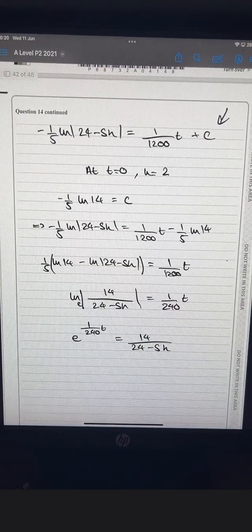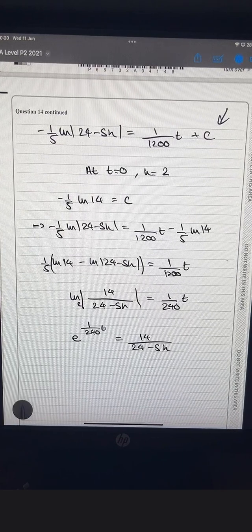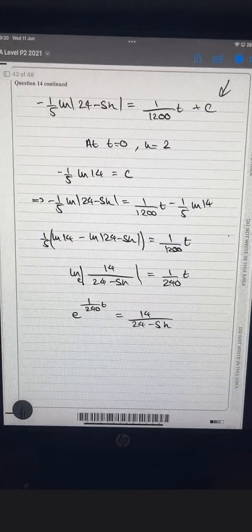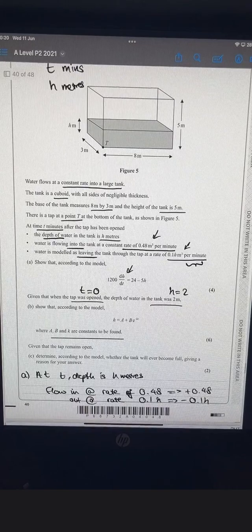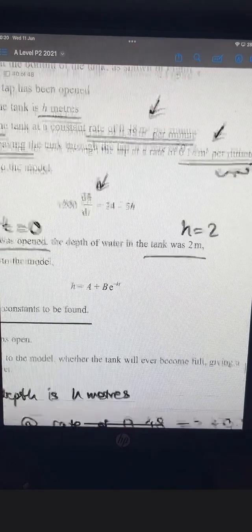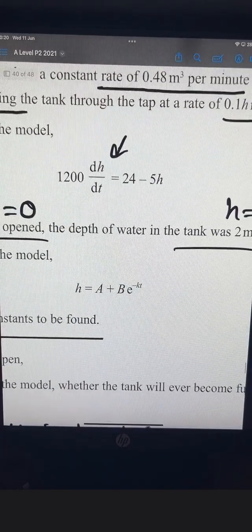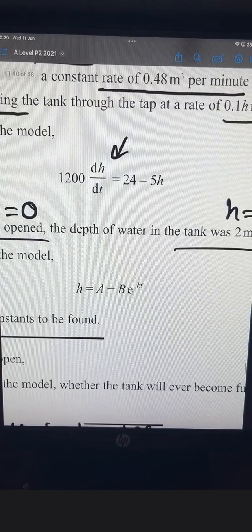Alright, so now, what do I have to do here? Let's look back at the question, see what form they wanted it in. No worries, man. Alright, so they wanted h equals a plus b e to the minus kt. It's very small, but that's how they wanted the initial form, right? So they want an exponential with a negative k, and they want just h alone, alright?